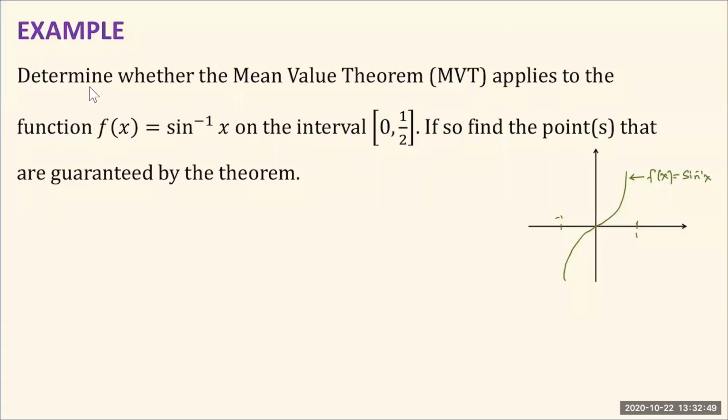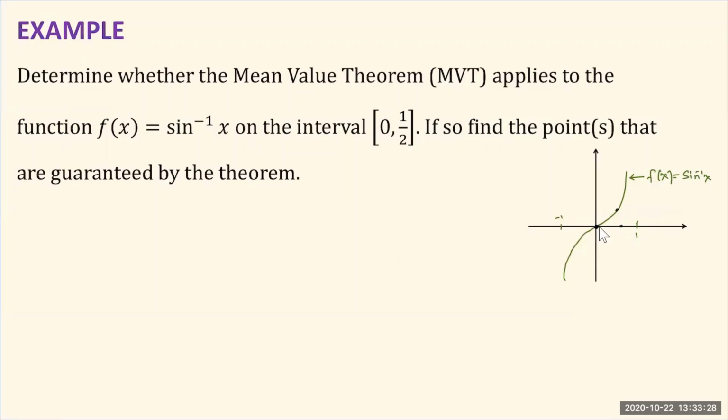Example: determine whether the mean value theorem applies to the function f of x equal to sine inverse x on the interval 0, 1 over 2. So this is the graph of the function f of x equal to sine inverse x. We are interested in the interval from 0 up to half. So if you want to locate those 2 points on the x-axis, x equal to 0 is here, and x equal to half will be somewhere there. So corresponding to these points, the point on the graph is that point.